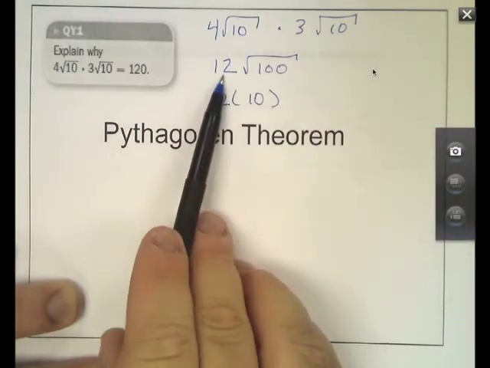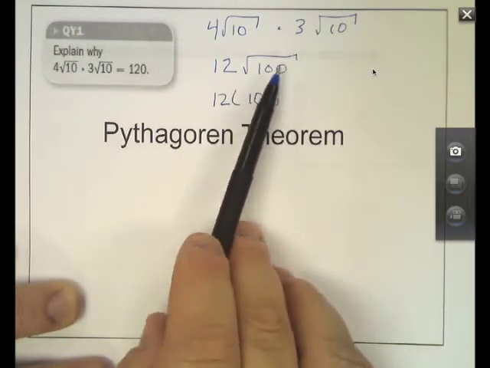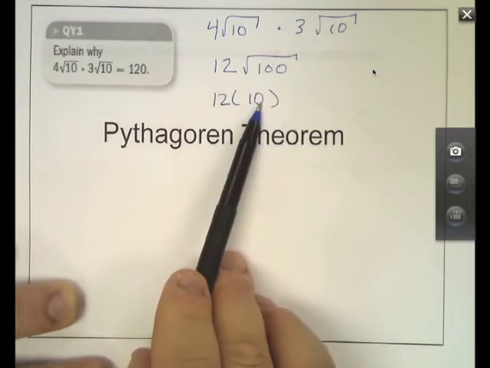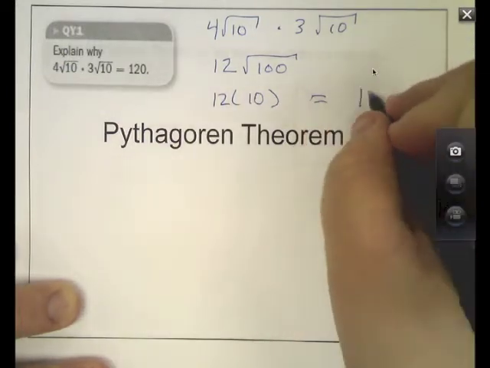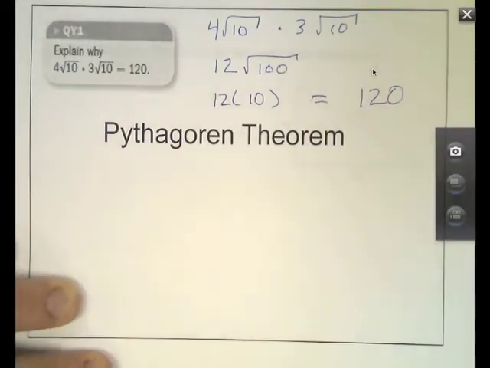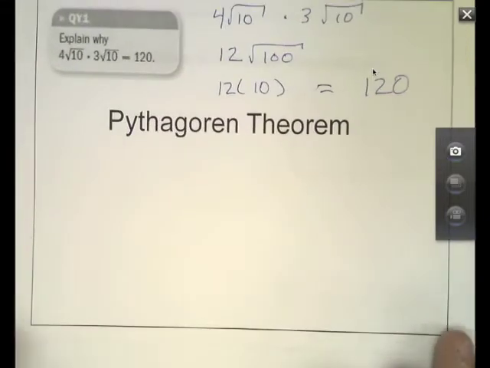Okay? Do we know the square root of 100? Yes, we do. The square root of 100 is 10. We're still multiplying here. This says 12 times the square root of 100. So if I take the square root of that, the square root of 100 is 10. What's 12 times 10? Well, 12 times 10 is 120.